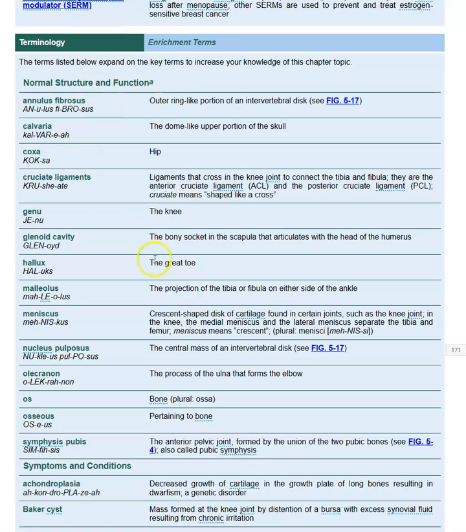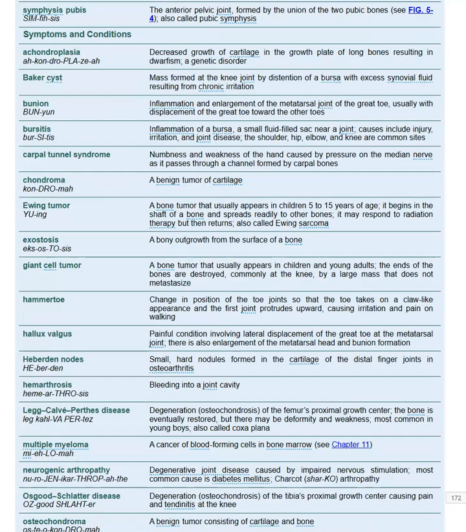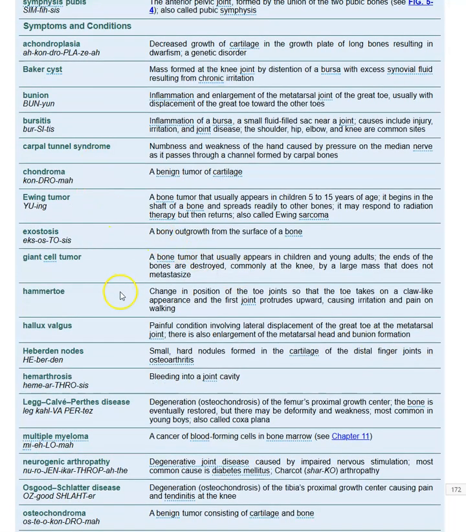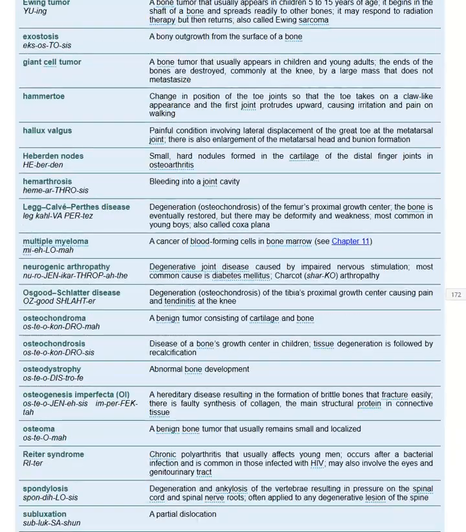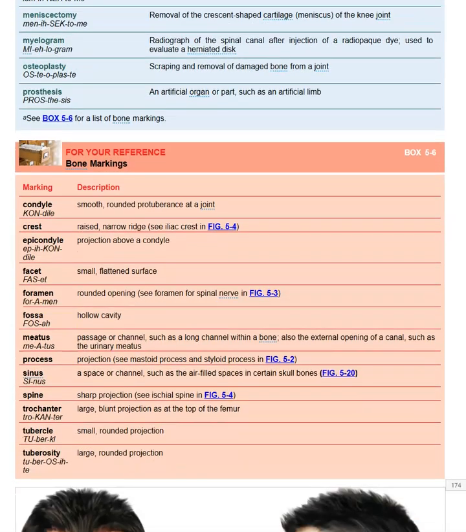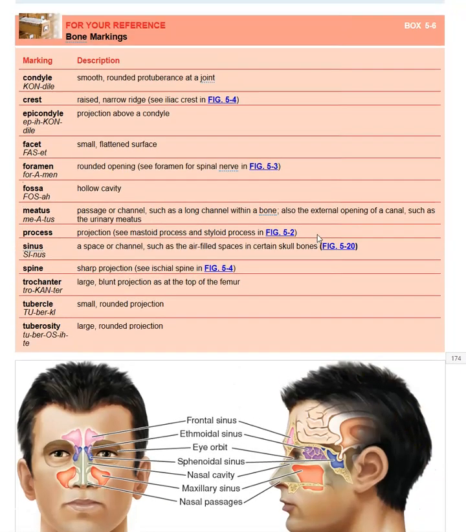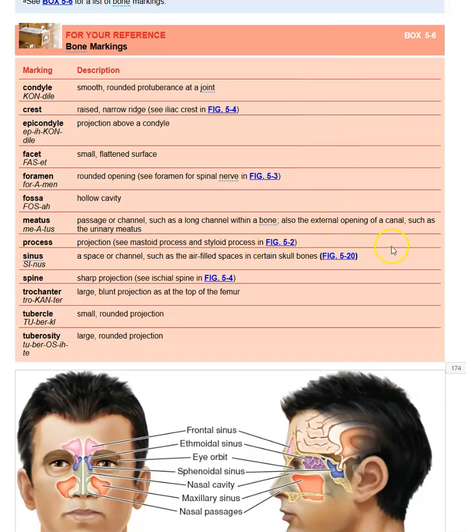More terminology, normal structure and function. These are very common. Baker cyst, carpal tunnel, very common to me. You can familiarize yourself. Okay, bone markings. What is this? Oh yeah, sinuses. Sinuses are a part of the skeletal system, right? And we are currently in a high viral season, so lots of people have sinus infections. This shows you where that fluid, that congestion, can really land and cause problems.